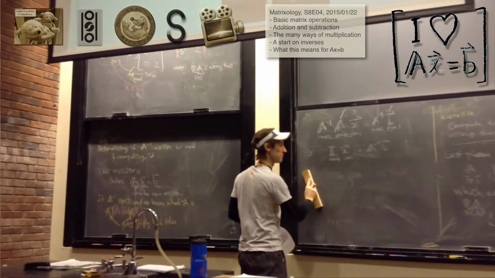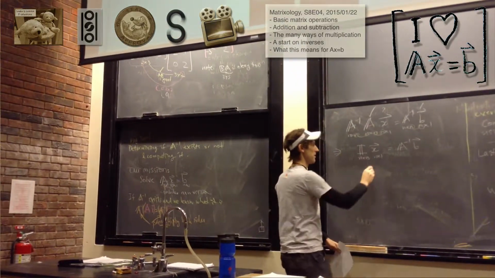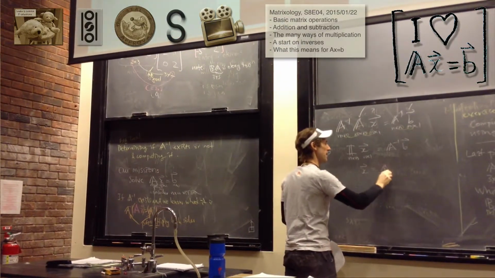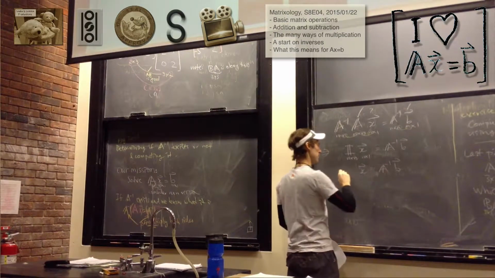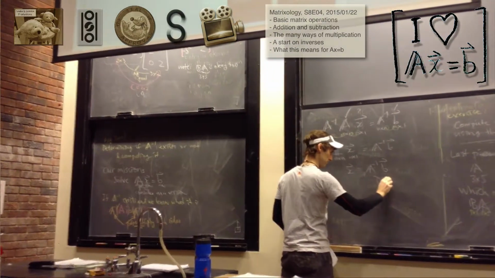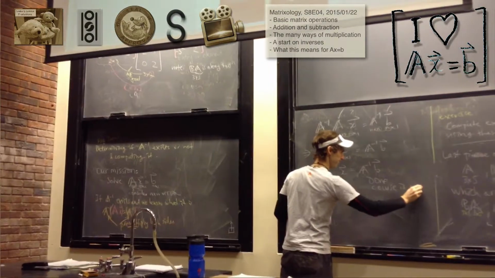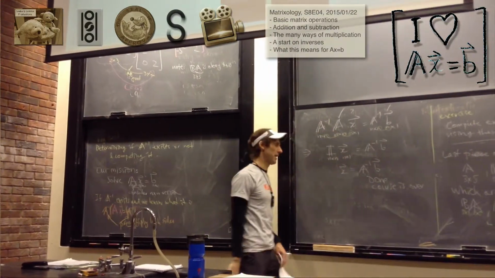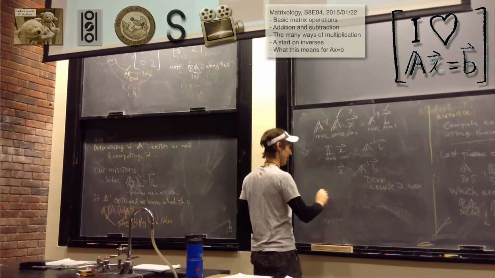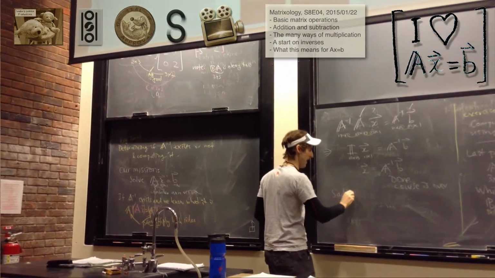Okay, so this is x equals A to the minus 1 b. So we're done. Course is over. Drop the chalk. Okay, not true. Sadly, this is a lie.